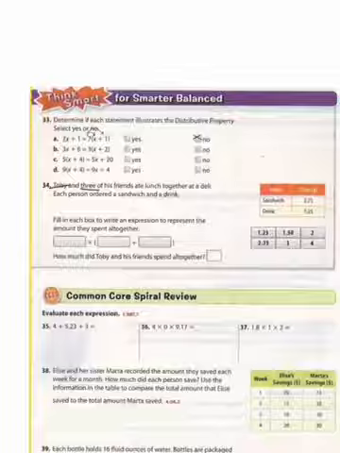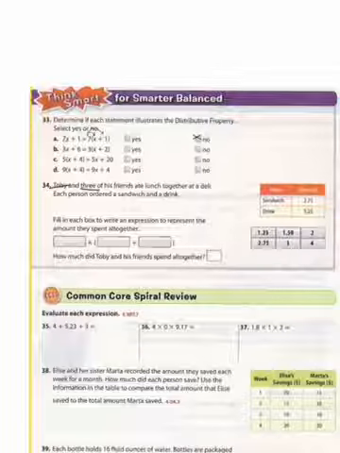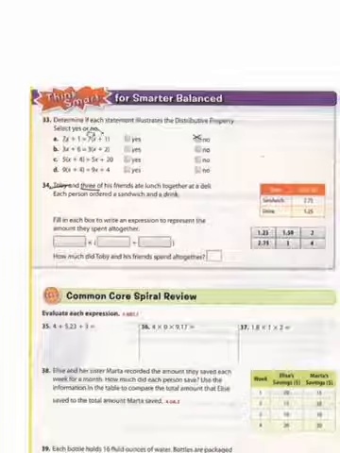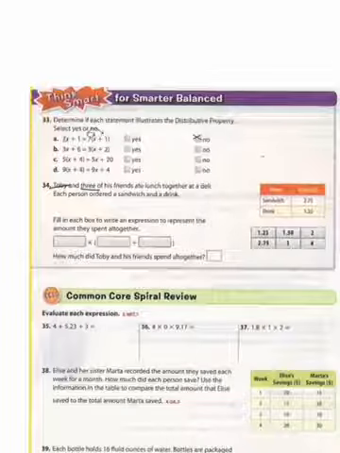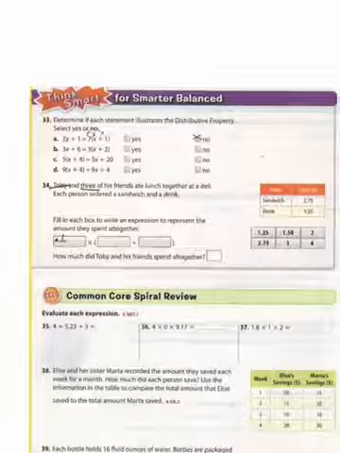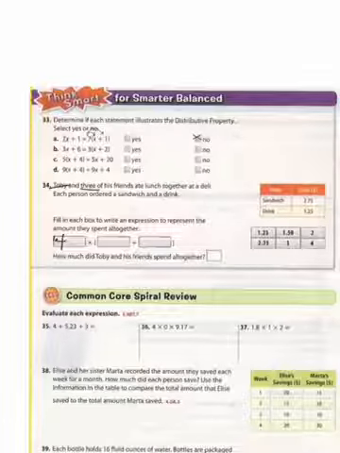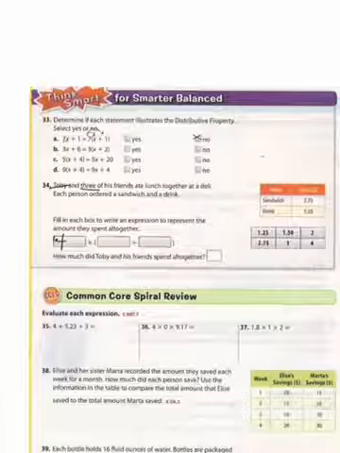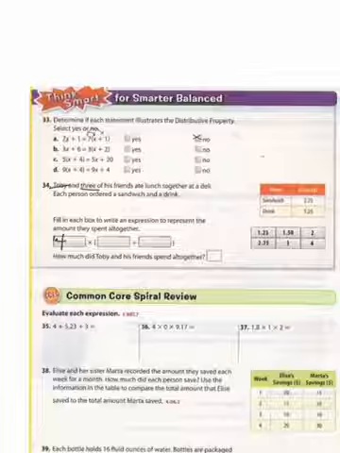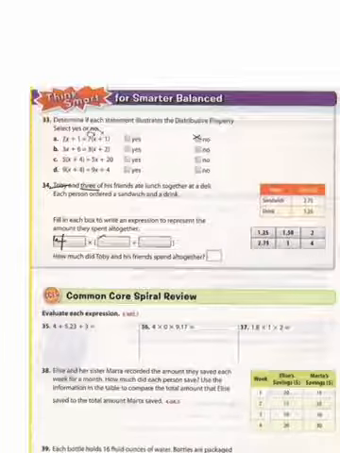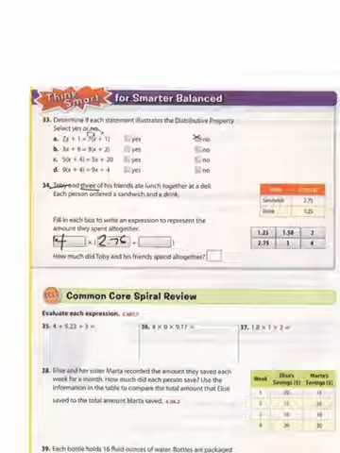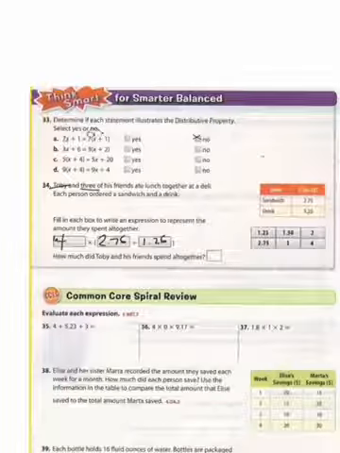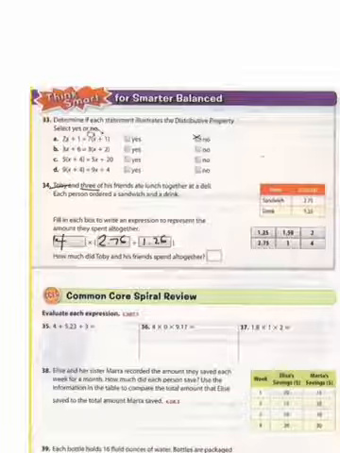So how many people? It says fill in each box to write an expression to represent the amount they spent together. So how many of them are there? How much did Toby and his friends spend together? That's our answer. But how many of them are there? There is 4 of them, right? They each order the same thing, which is $2.75 for a sandwich and $1.25 for a drink. So we're going to say $2.75 right here and $1.25 for a drink. So now when you distribute this across, you will have your answer, right?